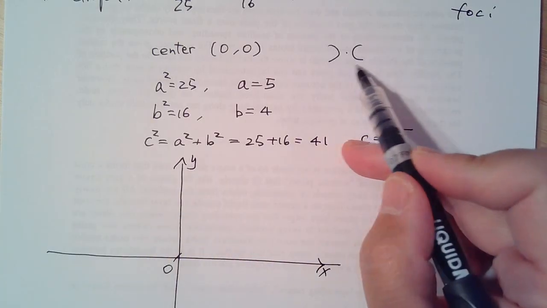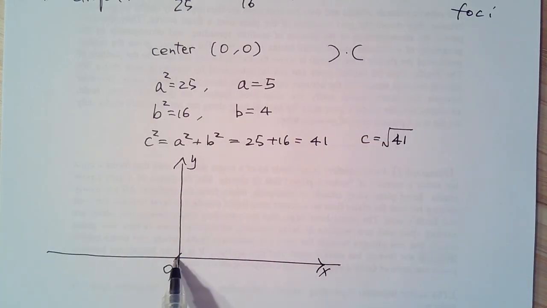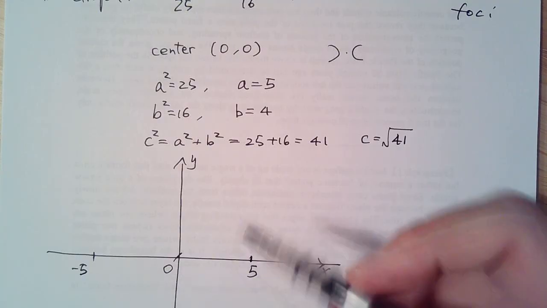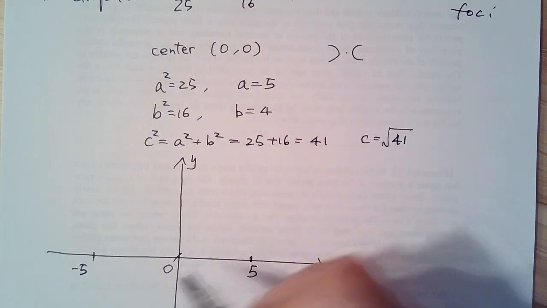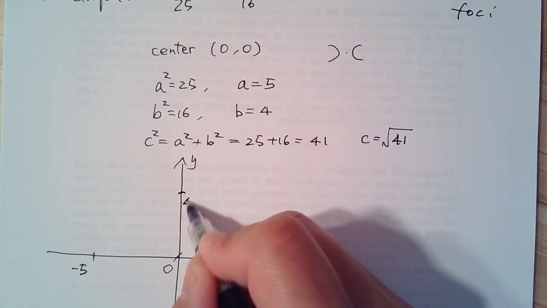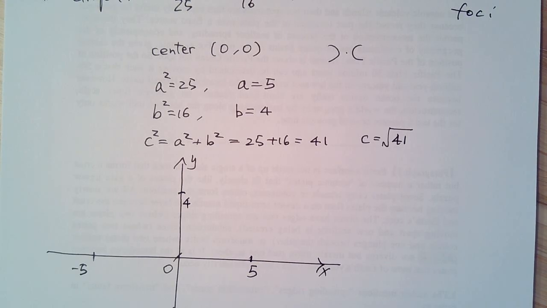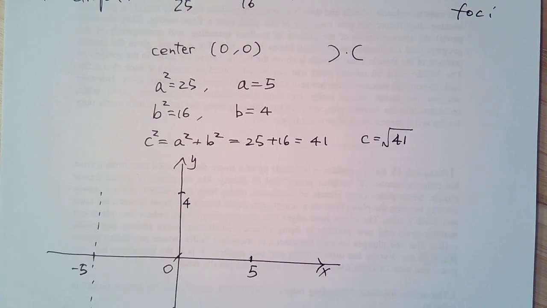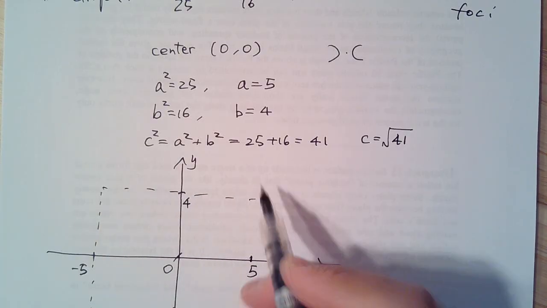We should have a left and right type. Starting from here, if I go to the right and the left by a, I get the vertices. So here is 5, and here is negative 5. All right, so that's my a. And then if I go up and down by b, so I go by 4, and here is negative 4. So I get an a, I get a b, and I get this box.